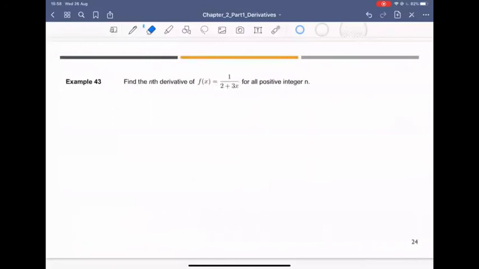All right, number 43. I want you to find the n derivative of f, which is this function 1 over 2 plus 3x, for all positive integer n. All right, how would you do this?